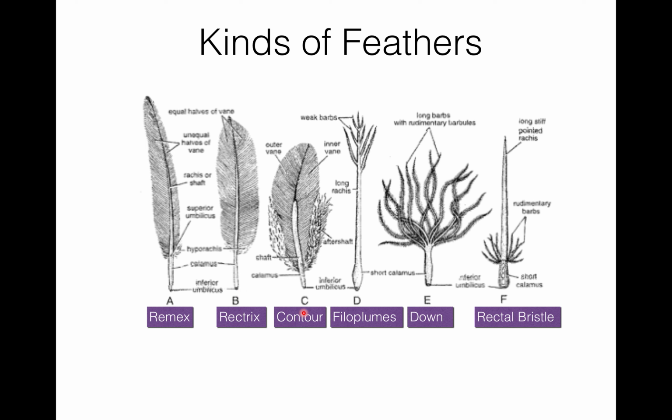Then contour feathers, also known as pennae. They form the general covering of the body, and they are most typical in structure, consisting of a central axis and vein. They are smaller and woolly feathers. They have poorly developed barbules.